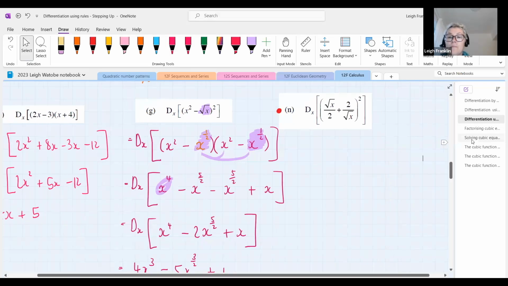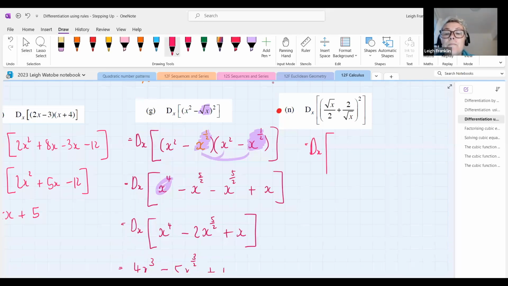Okay, so for N, I said dx, brackets, square root of x over 2 plus 2 over the square root of x. And then I put it in brackets, and then I put the other in brackets. Okay, so you repeated the bracket, in other words.